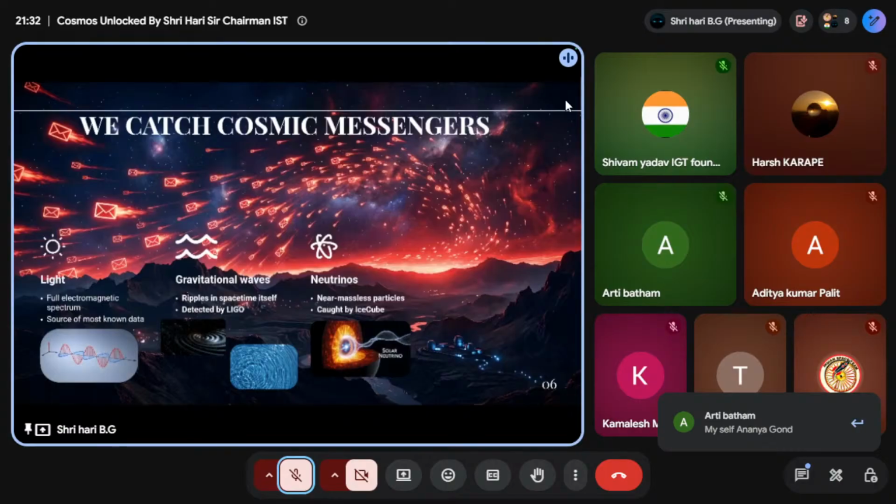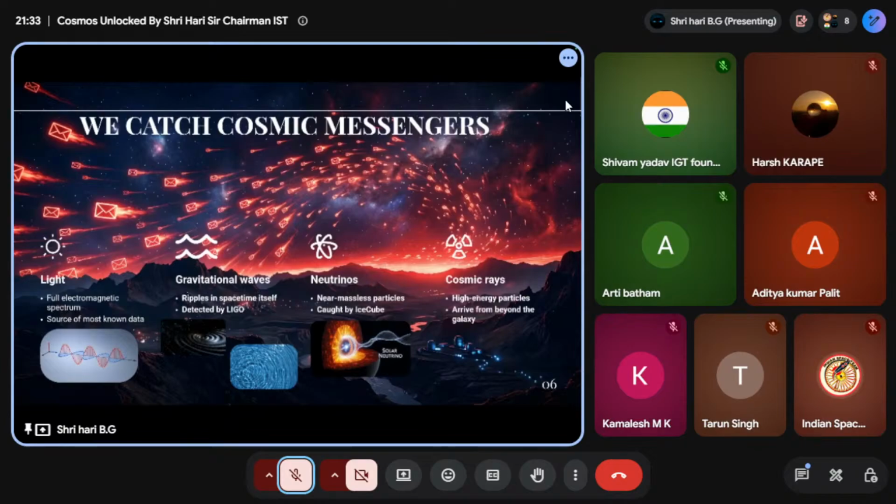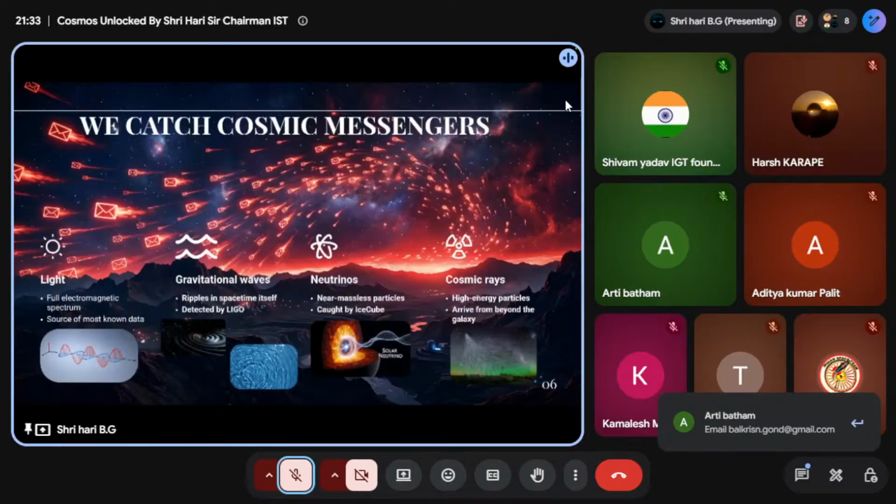We make some instruments, and under certain conditions we can see it, and it is coming from a far distance in the universe, and the source we don't know. That is neutrinos, and then the cosmic rays. The cosmic rays are high energy particles that arrive from beyond our galaxy. Black holes, supernovas and other cosmic events emit cosmic rays.